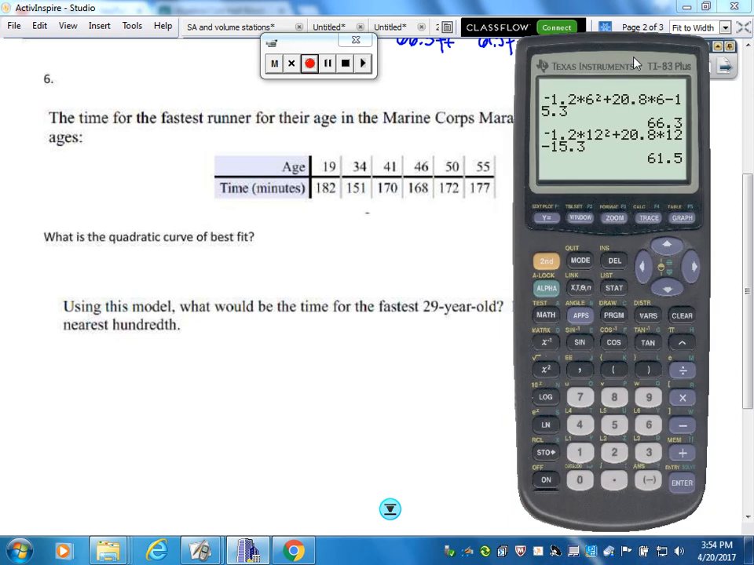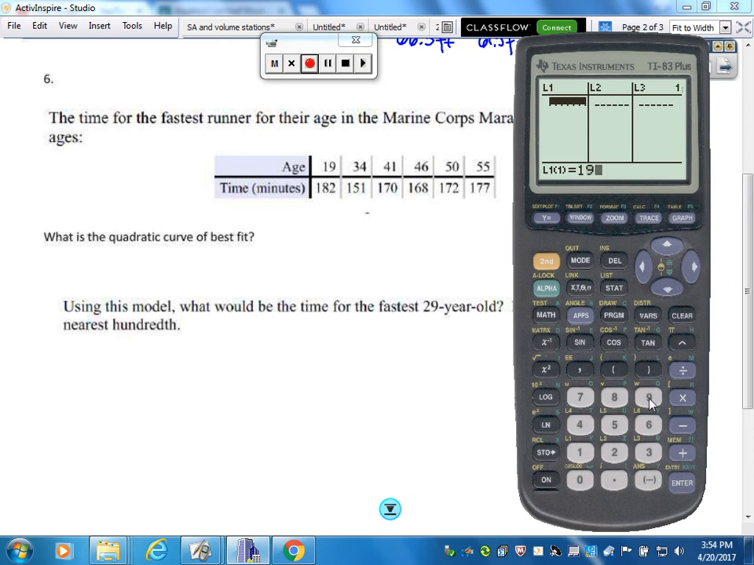So we're going to go ahead and hit our stat. We're going to hit edit again. So enter right in there. We need to clear out this data. So up, hit clear, hit down, clears out the whole list. So we want the quadratic curve of best fit.